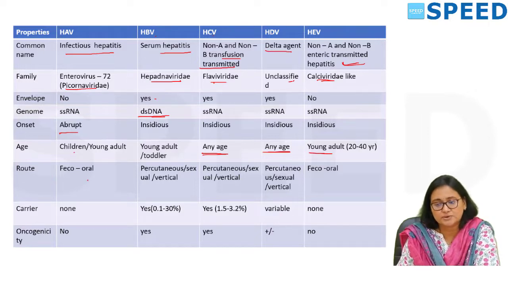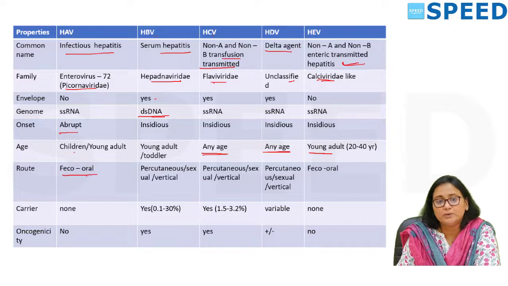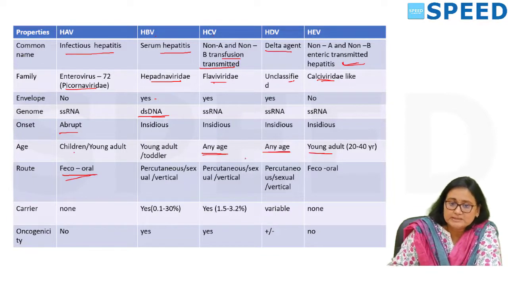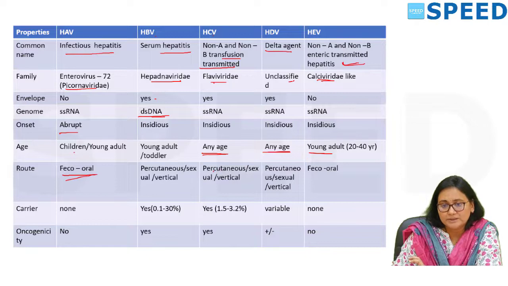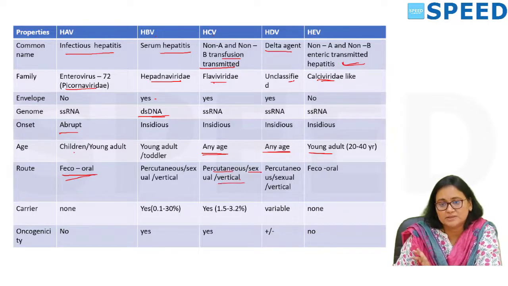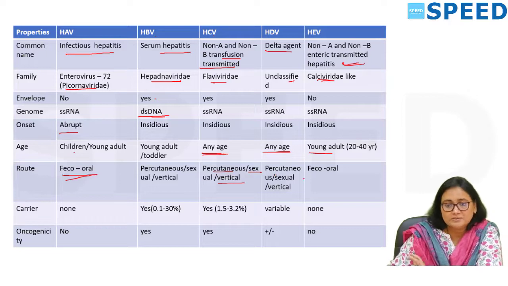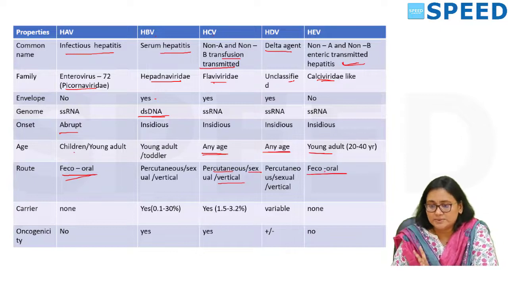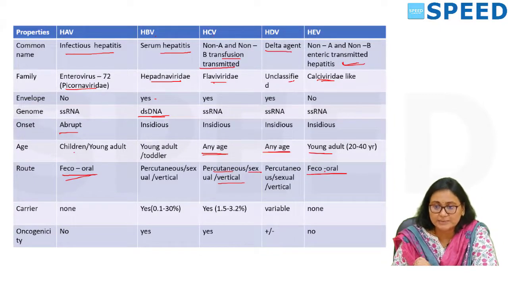The route of transmission of hepatitis A virus is fecal-oral. B is percutaneous, sexual and vertical transmission. Hepatitis C will also have, like hepatitis B, percutaneous, sexual and vertical transmission. D is also the same. Hepatitis A and E have fecal-oral transmission, whereas B, C, D have percutaneous, sexual and vertical modes of transmission.